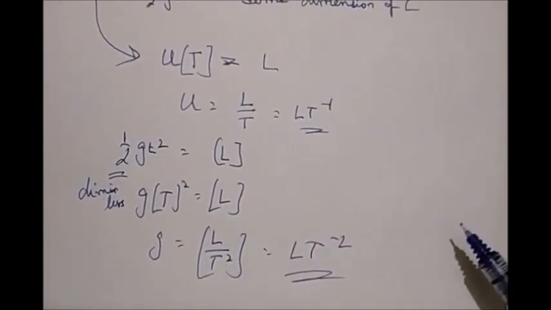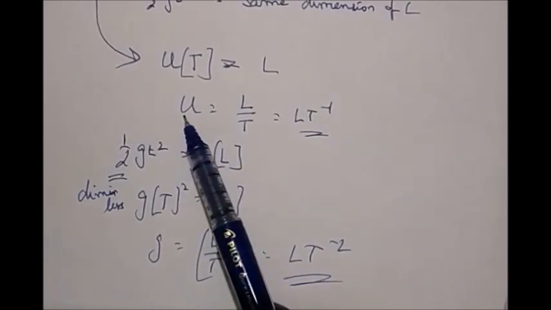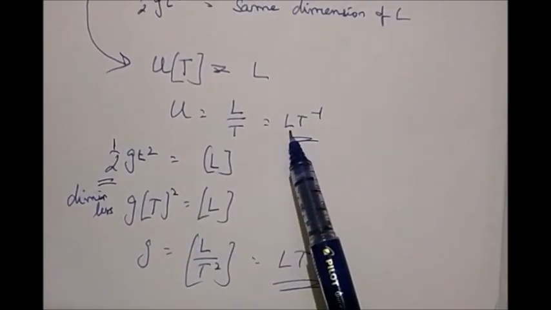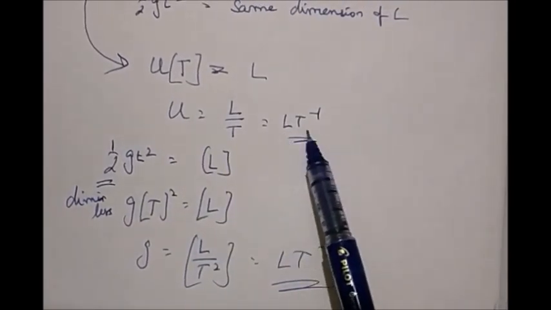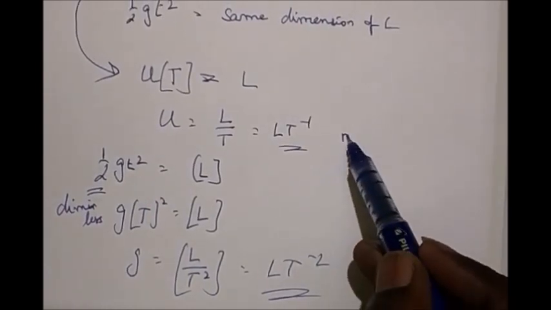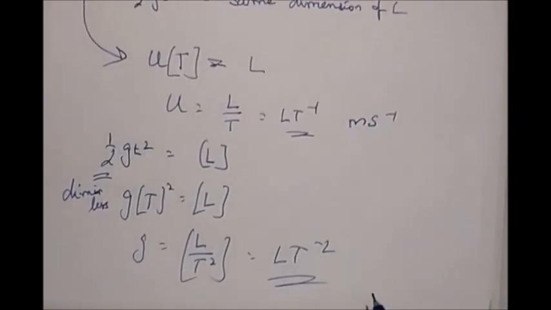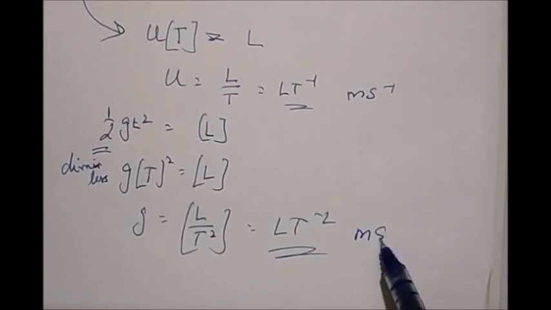You're also asked to find out what is the SI unit of this one. What is the unit of this one? The unit of this one is going to be length and time minus 1, so it is going to be meter second minus 1. And here it's going to be meter second minus 2 that will be the SI unit of this one.